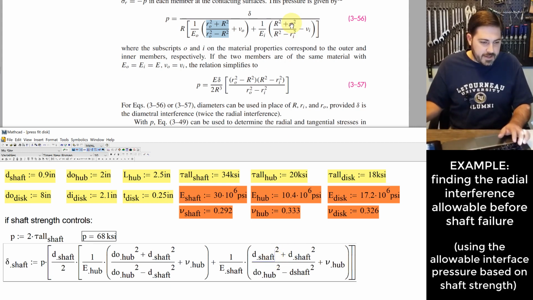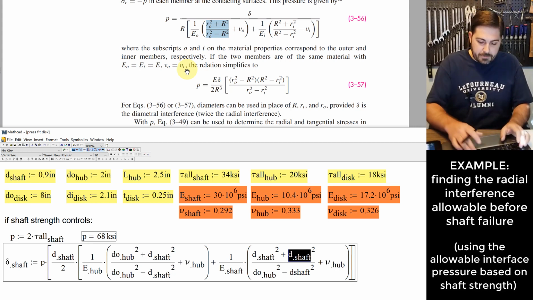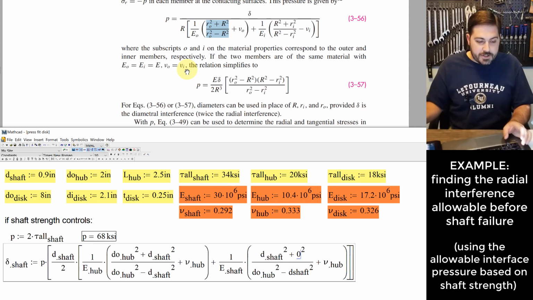And here I've got the inner, right? And we talked about this a second ago. The R sub i is the inner radius of the inner member, which only exists if you have a hollow shaft that is being pressed onto. We have a solid shaft, so we're going to put in a 0 right there.